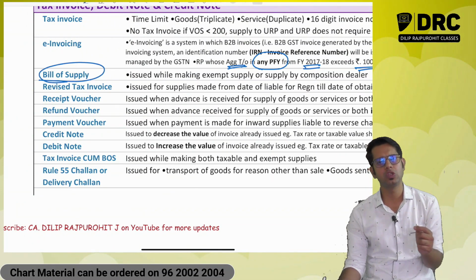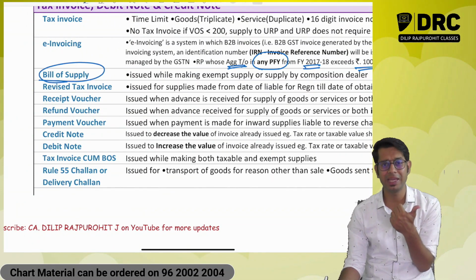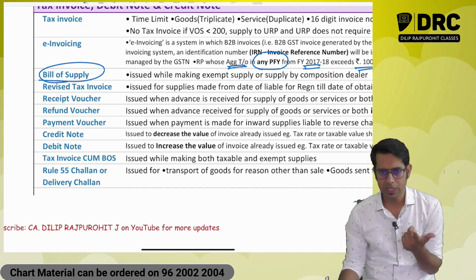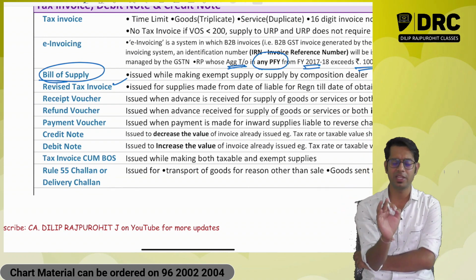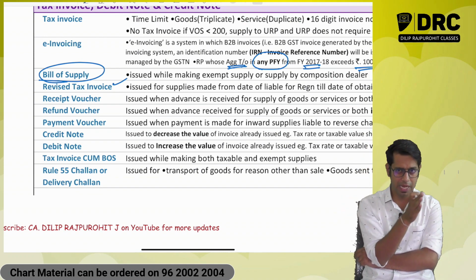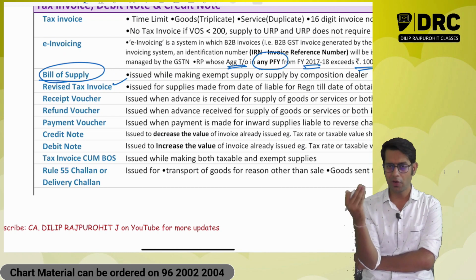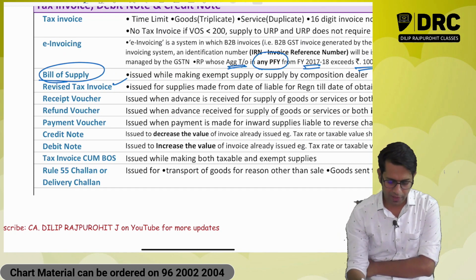Who issues a bill of supply? A bill of supply is required to be issued by a person who is making exempt supplies, whose supplies are not taxable, and by a composition taxable person. Revised tax invoices are required to be issued for all supplies made by a registered person from the date he was liable for registration till the date of obtaining the registration certificate.